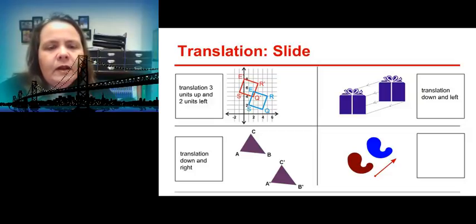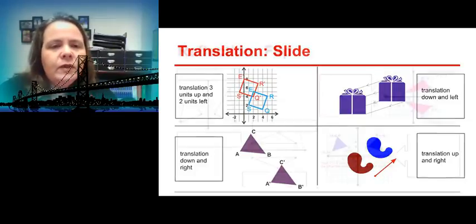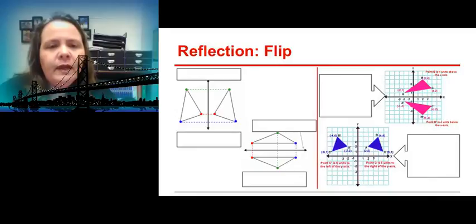And then if you look at our last figure there, we have a vector indicating how the translation has gone. And here the translation went up and right. Now, later we will do more translations on the coordinate grid, but this is just to give you a basic idea or a reminder of what a translation is. All right, the next transformation we'll talk about will be a reflection or a flip.